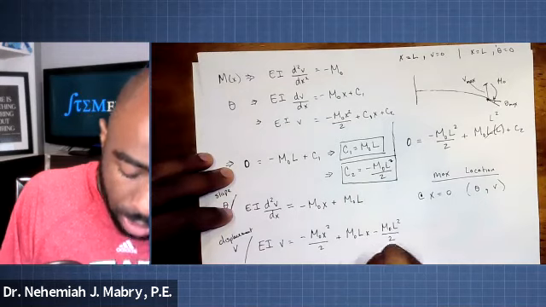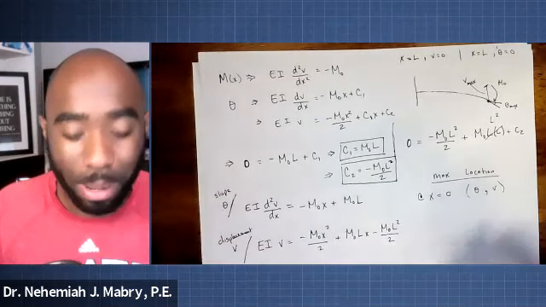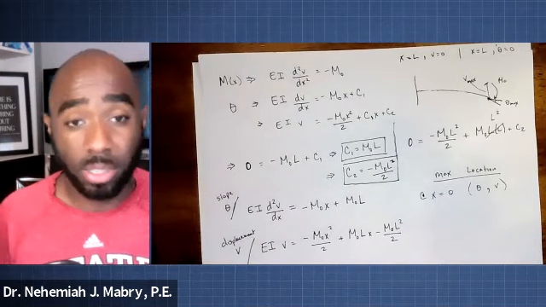We could find the number if they gave us the number for m sub naught, but they didn't. The problem just used m sub naught. So that's what our answer is for the maximum slope.